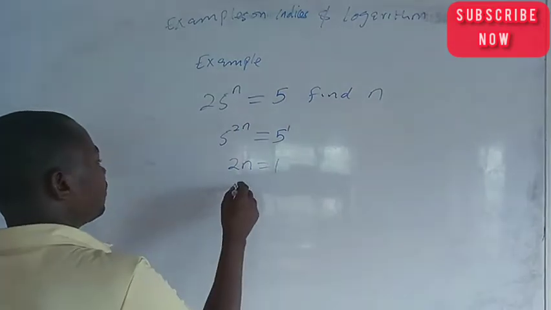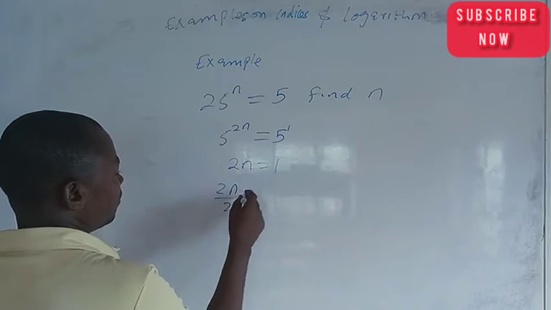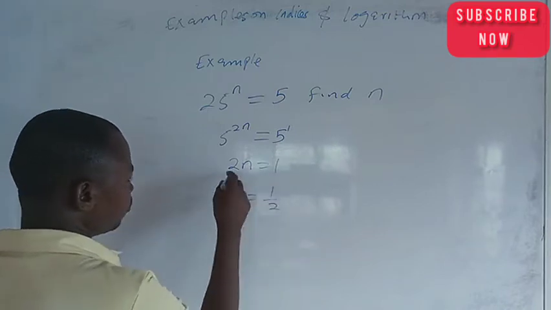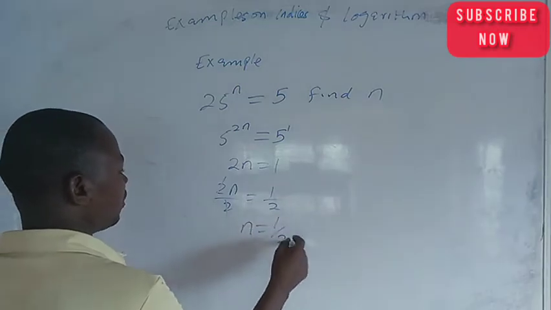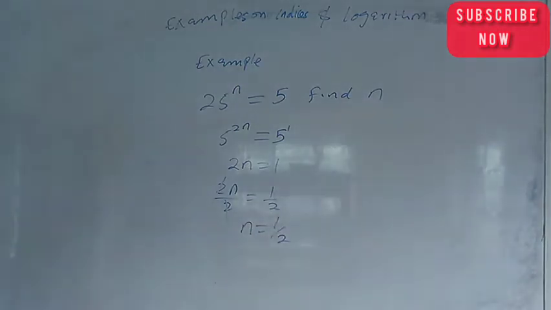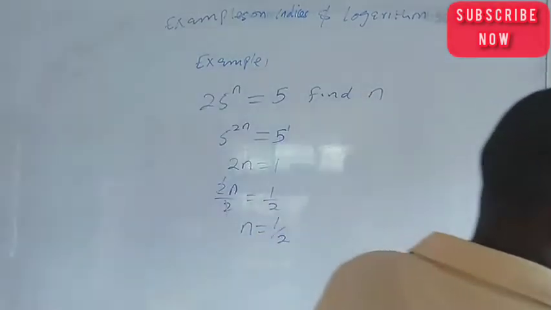So when you are looking for n, you divide by what is close to n. Divide by 2, which is close to n. So 2 cancels 2, n equals 1 over 2. That is the answer to that question. Another example. Let's go to class example 1.